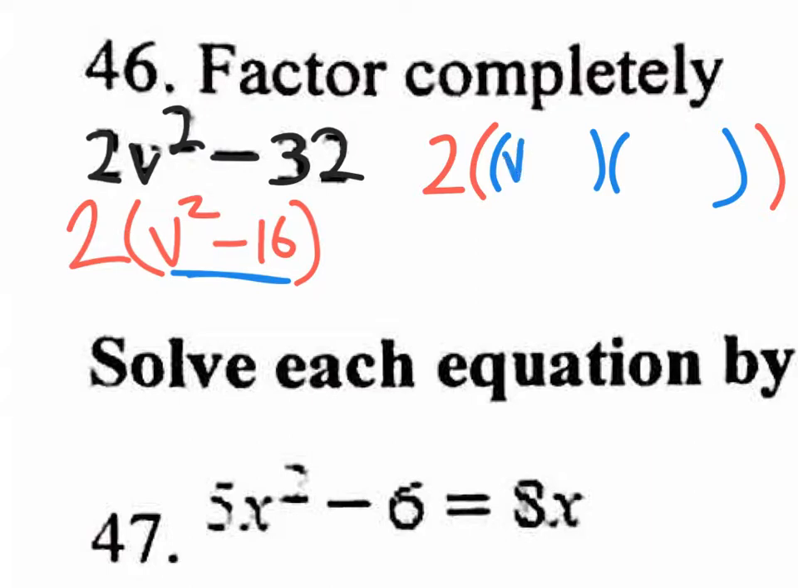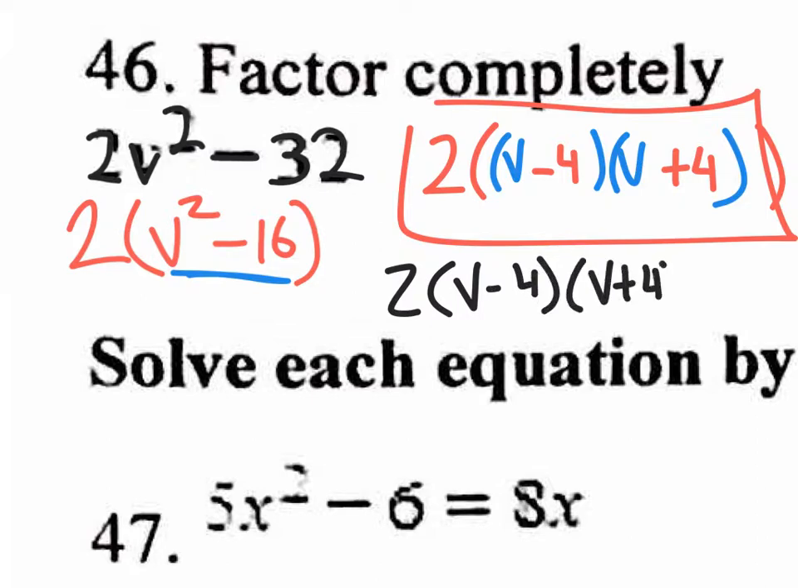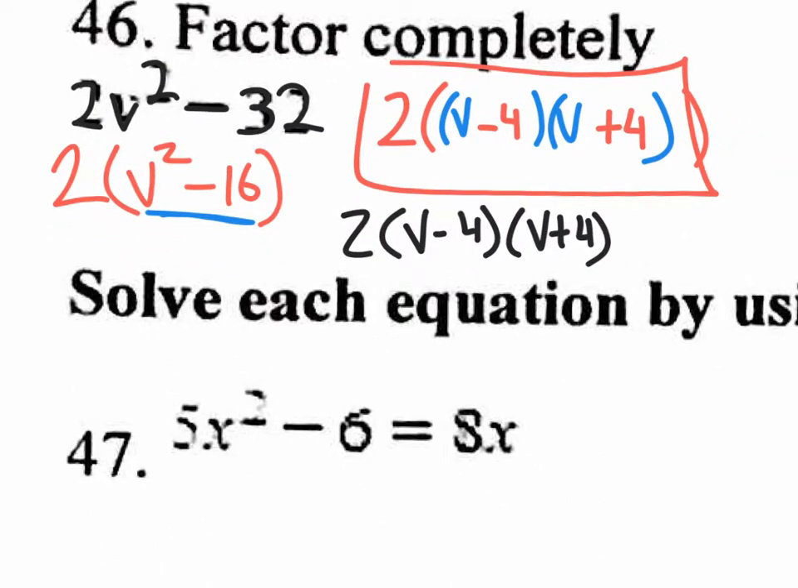So you have a v right here and a v right here. And then think what times what is negative 16, that if I combine together is the middle value, which is nothing. So that should be a minus 4 and a plus 4. So ladies and gentlemen, this is completely factored. As a matter of fact, they probably won't put the parentheses around these guys. It'll just be 2 (v minus 4)(v plus 4). That's your completely factored form right there.